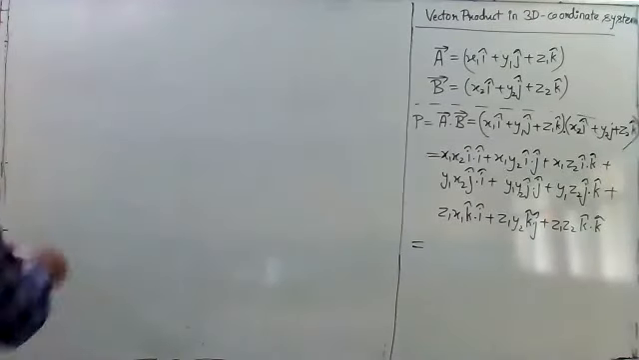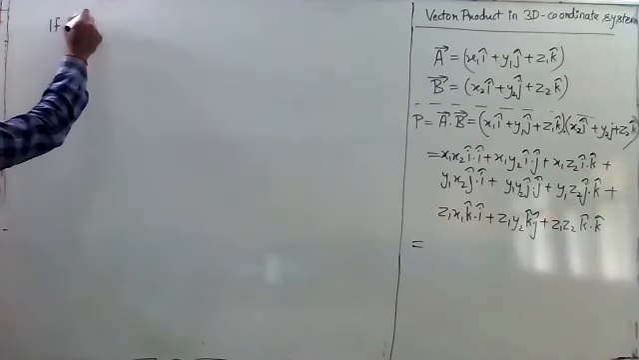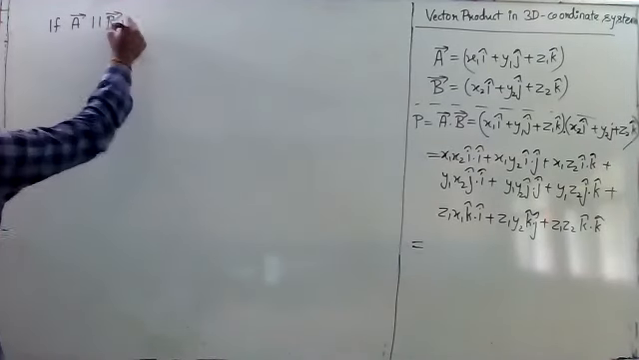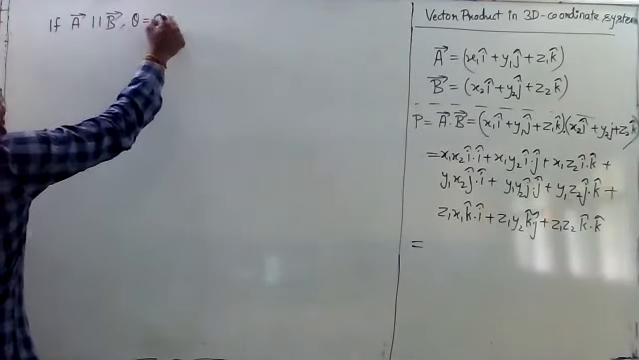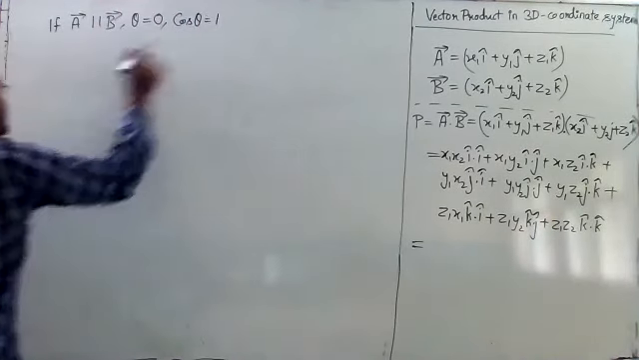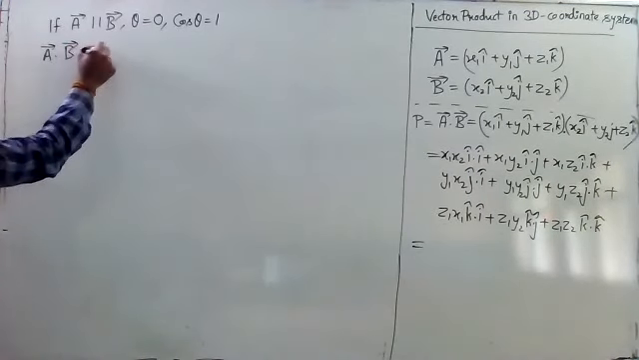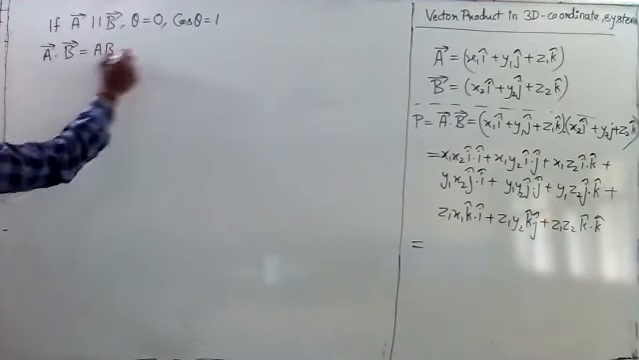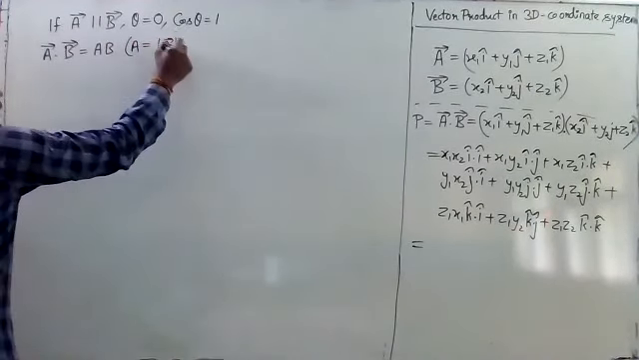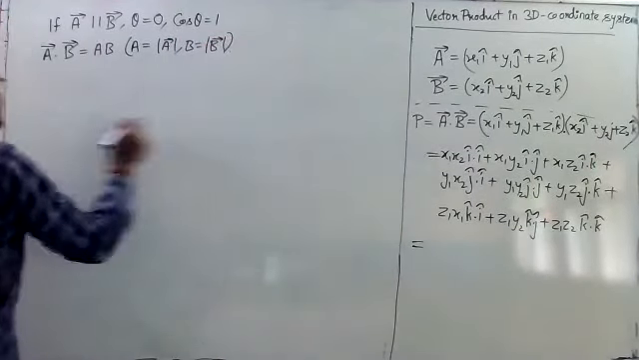I am giving you an example here. If A is parallel to B, then theta equals 0 and cos theta is 1. So A dot B is equal to magnitude of A into magnitude of B, where A is the magnitude of A and B is the magnitude of B. This we are taking.